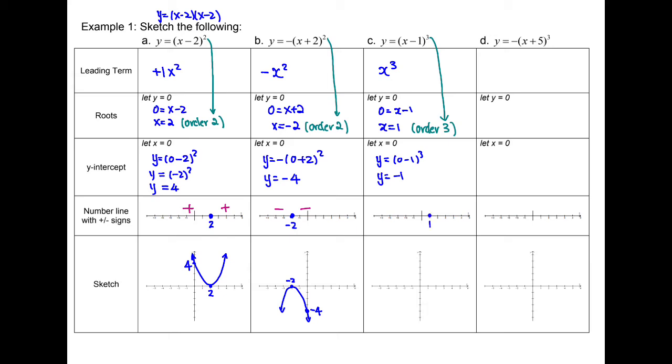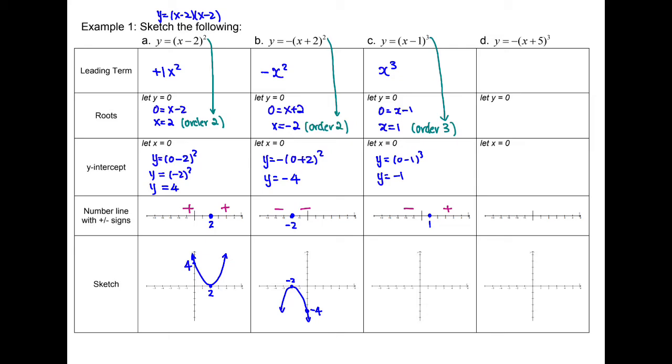Let's put the roots on the number line and check the positive and negative sign of each interval. On the most right-hand side interval, because the leading coefficient is a positive 1, it's positive. Then when we go through the root 1, because the order of the root is 3, it's an odd number. That means we're going to switch the positive sign into a negative sign.